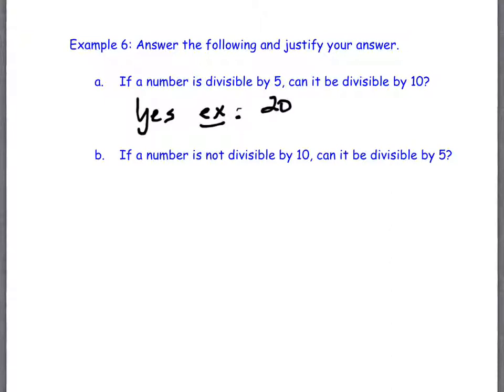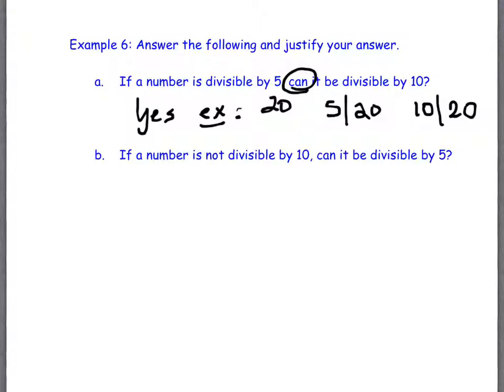20, sure, 20. So 20 is divisible by 5, so 5 divides 20. Remember that notation from last time? We read it 5 divides 20, and 10 also divides 20. Okay, so can it be? Yes. Does it have to be? No. And if you wanted to give me an example of that, what could you give me an example of? 15 would work, right? Okay, so the operative word here is the word can.